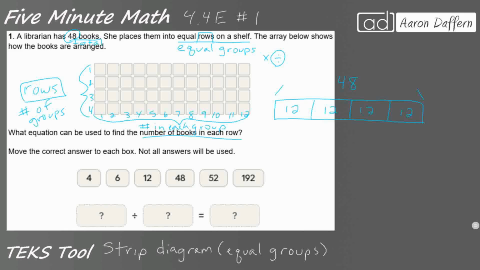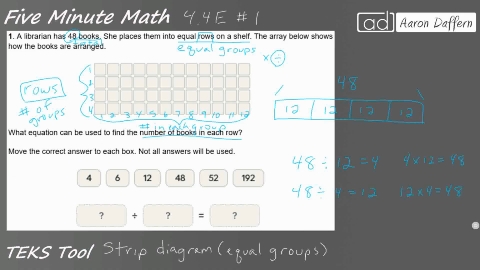And some of us might think, well, we can do it 2 different ways, right? We can do 48 divided by 12 equals 4, and 48 divided by 4 equals 12, right? We can also think 4 times 12 equals 48, and then 12 times 4 equals 48. So if I were to write my fact family for 12, 4, and 48, this is what I would get. Only one of these is actually going to be correct, however. So let's go back and look at the problem.